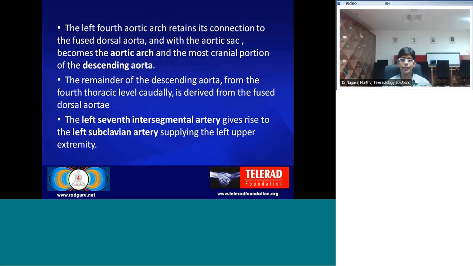The left 4th aortic arch retains its connection with the fused dorsal aorta, and along with the aortic sac, it becomes the aortic arch and most cranial portion of the descending thoracic aorta. The remainder of the descending aorta, from the level of the 4th thoracic vertebra, is derived from the fused dorsal aorta. The left 7th intersegmental artery gives rise to the left subclavian artery, supplying the left upper extremity.